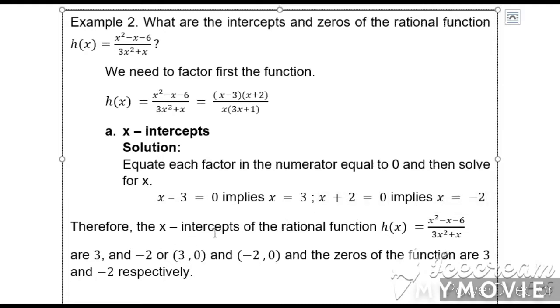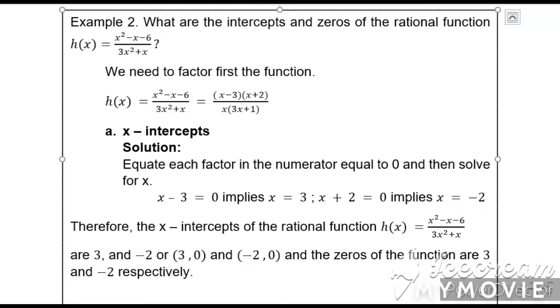So therefore, the x-intercepts of the rational function h of x equals x squared minus x minus 6 all over 3x squared plus x are 3 and negative 2. Or the ordered pairs 3, 0. 3 is our x-intercept, 0. We let y equals 0. And the other one, negative 2, and the y is 0. And the zeros of the function are 3 and negative 2 respectively.